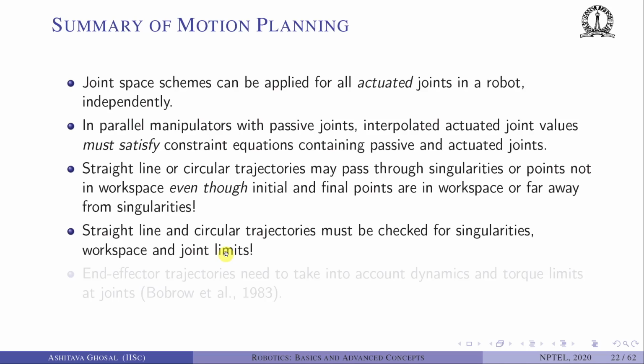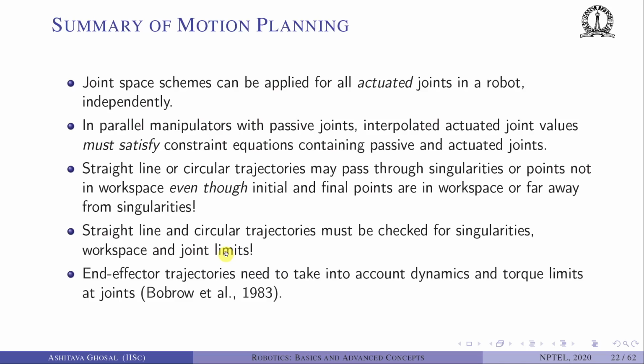Not all joints in a robot can rotate fully. Till now we have been assuming there are no constraints on the joint limits, but if there are joint limits, we need to check for that. Finally, all these end effector trajectories, and even the joint space trajectories that we have generated, do not take into account the dynamics and torque limits of the joint.